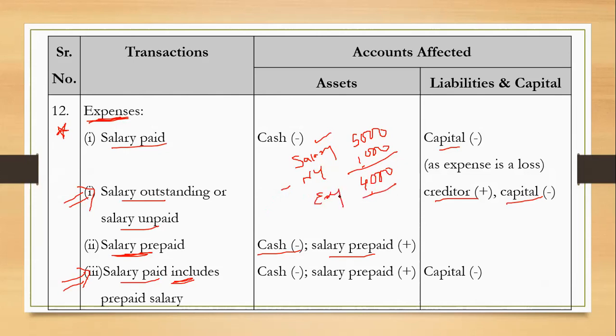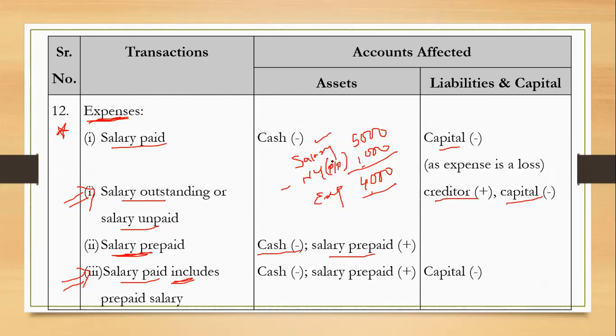Is this working clear to you? This is next year, this amount will be prepaid. Okay, total salary paid 5,000. Out of that, 1,000 is paid in advance. So remaining 4,000 will be taken as an expense for the current year.